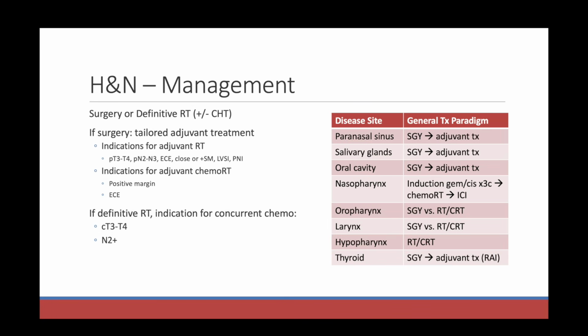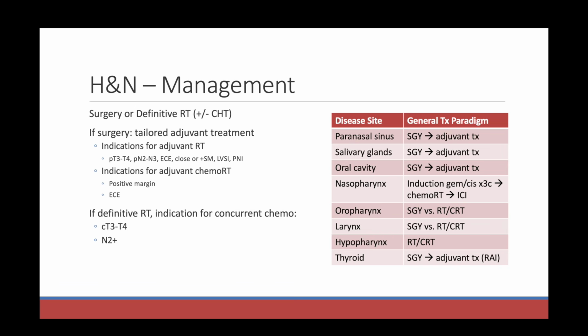Most disease sites within the head and neck can be managed either with surgery, followed by tailored adjuvant treatment that consists of either radiotherapy alone or adjuvant chemoradiation, or they can be managed by definitive radiation with the addition of concurrent chemotherapy in the definitive setting for more locally advanced disease, generally T3 to T4 disease or N2 positive disease. So the disease sites that are generally managed by surgery, where we really favor doing surgery, are paranasal sinus, salivary glands, oral cavity, and then thyroid.